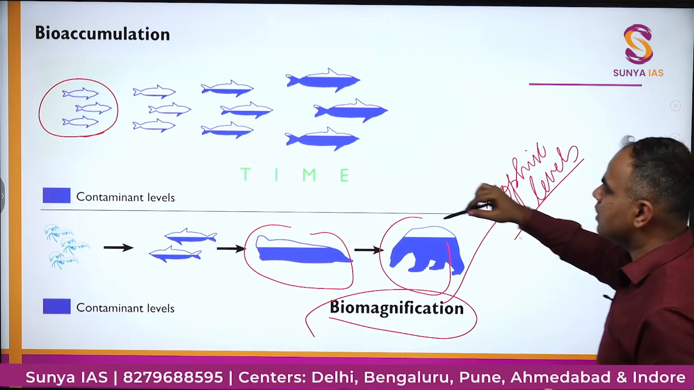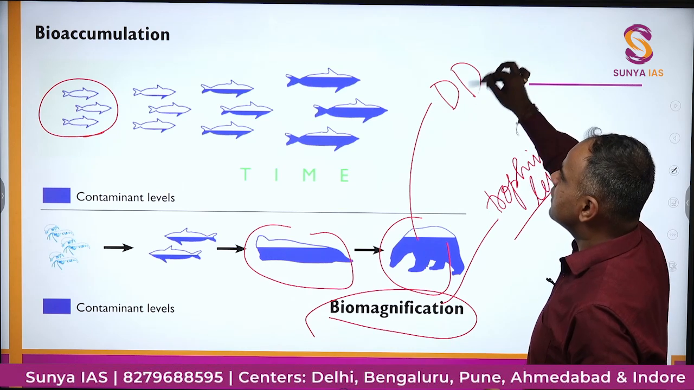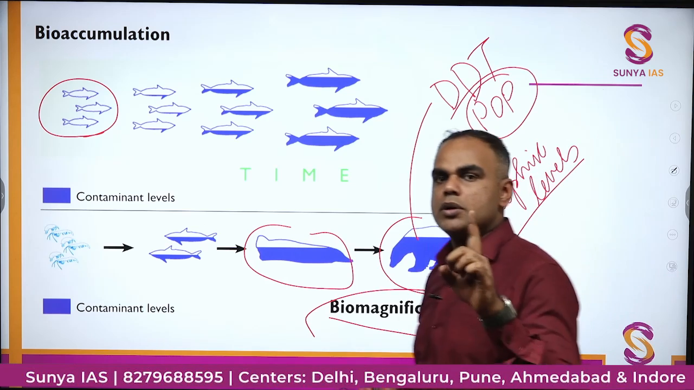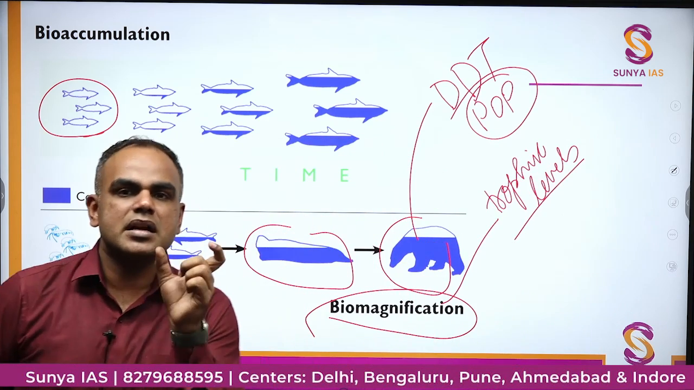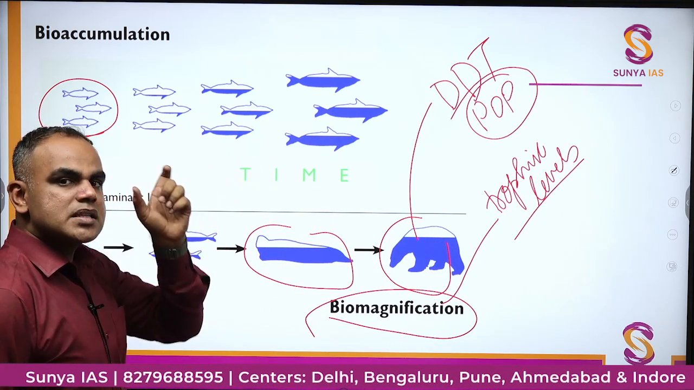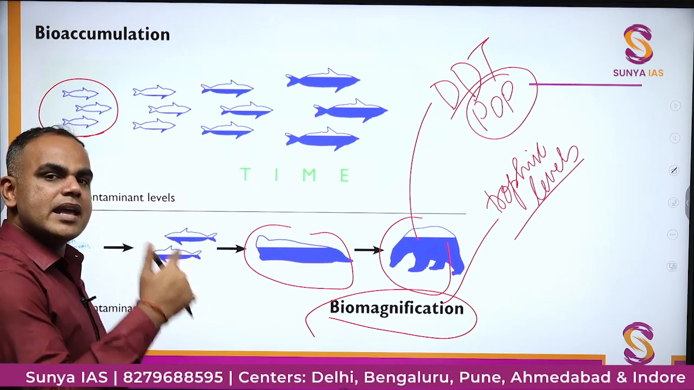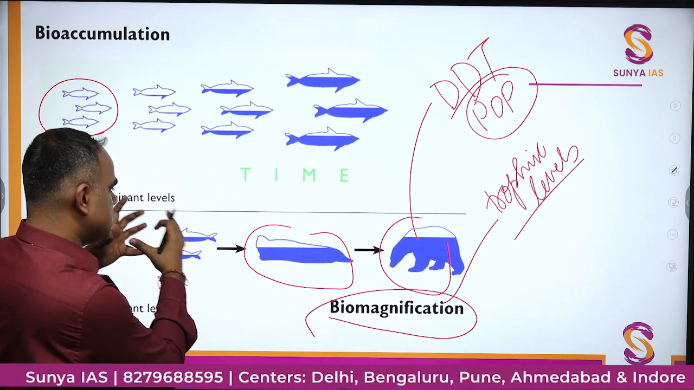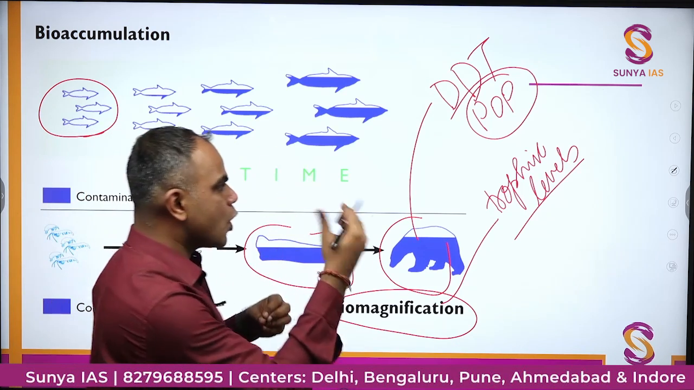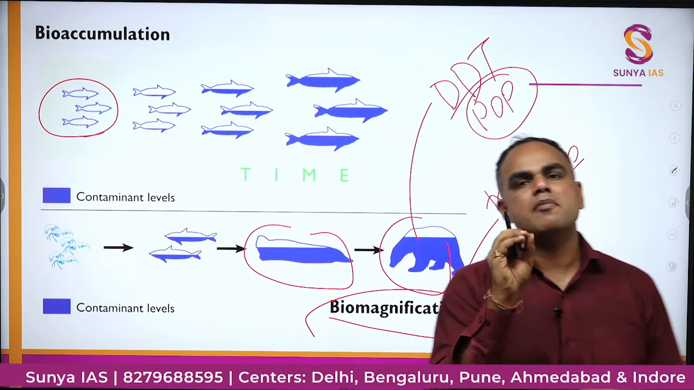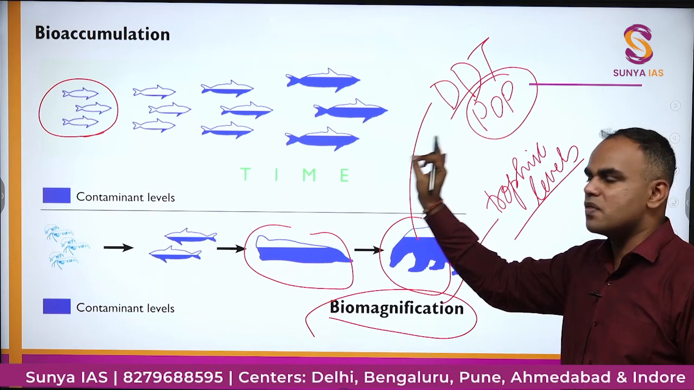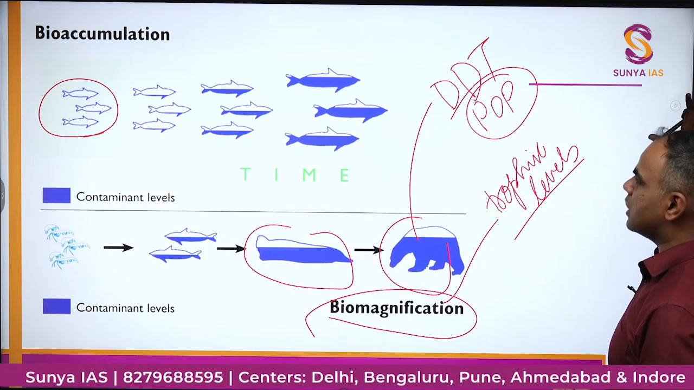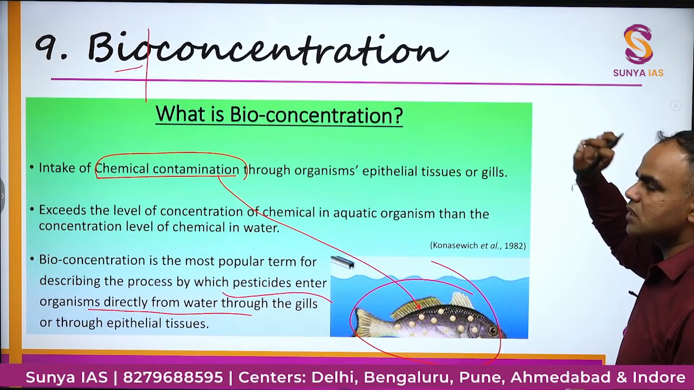And this is where DDT and the different persistent organic pollutants come in. I told you, when we discussed the dirty dozen, there are persistent organic pollutants taken care of by the Stockholm Convention. Because these pollutants tend to magnify over a period of time, they become extremely dangerous. So that is also one thing you need to know. Bioaccumulation, biomagnification, both these terms you need to understand, including the term bioconcentration.